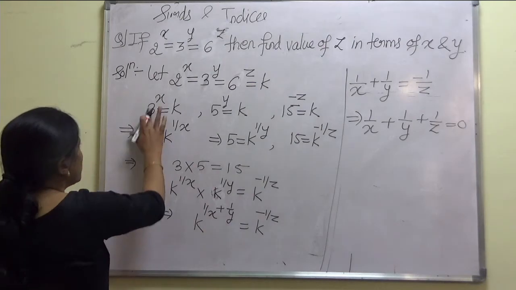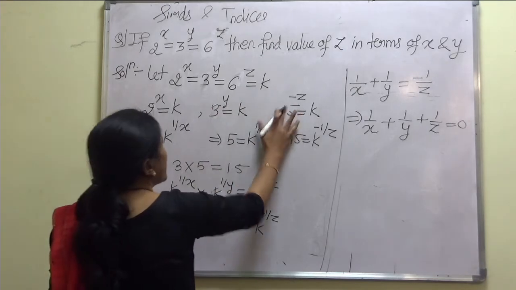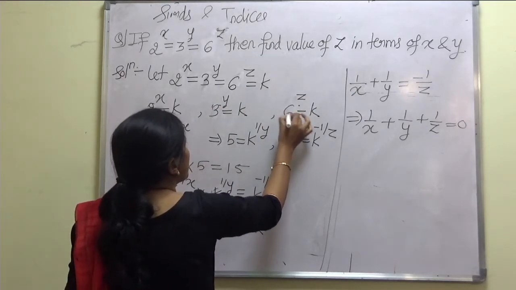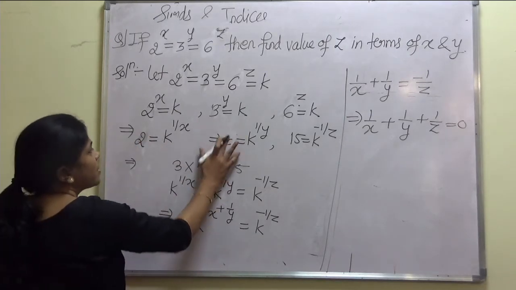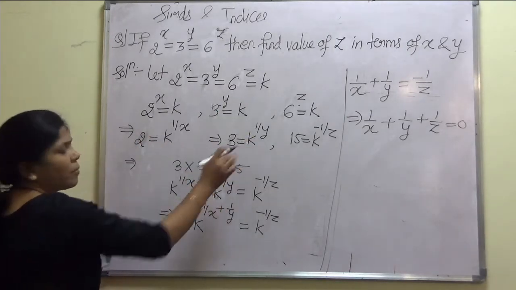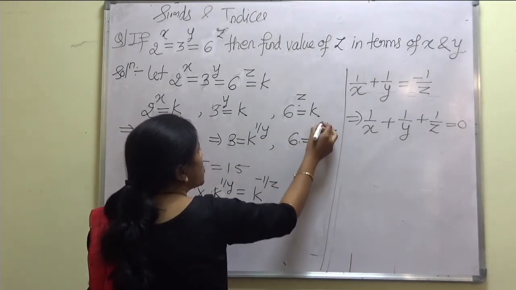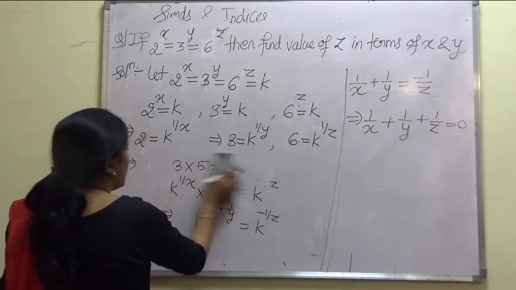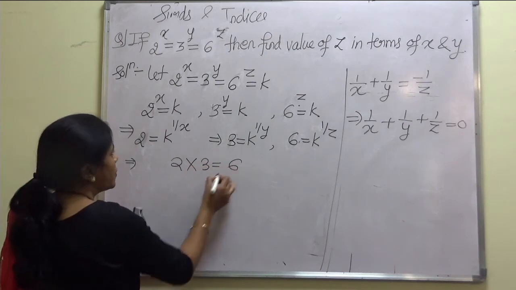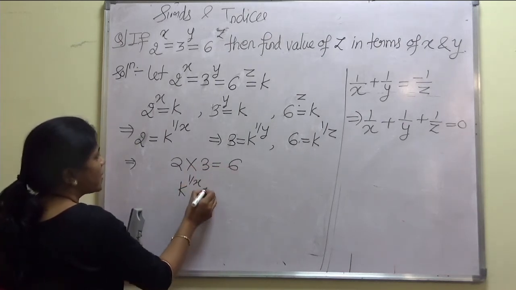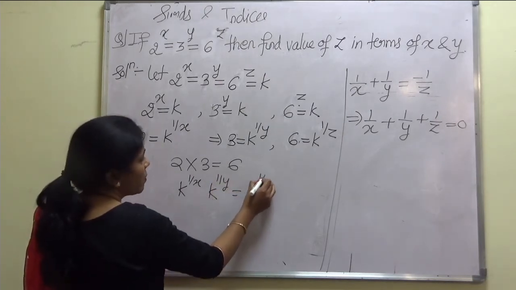Right, now 2 raised to x is equal to k, 3 raised to y is equal to k, and 6 raised to z is equal to k. So this gives us 2 as k raised to power 1 by x. Here 3 is equal to k raised to power 1 by y, and here we get 6 as k raised to power 1 by z. Okay, now what do we have? We have 2 into 3 is 6, where 2 is k raised to power 1 by x, 3 is k raised to power 1 by y, and 6 is k raised to power 1 by z.